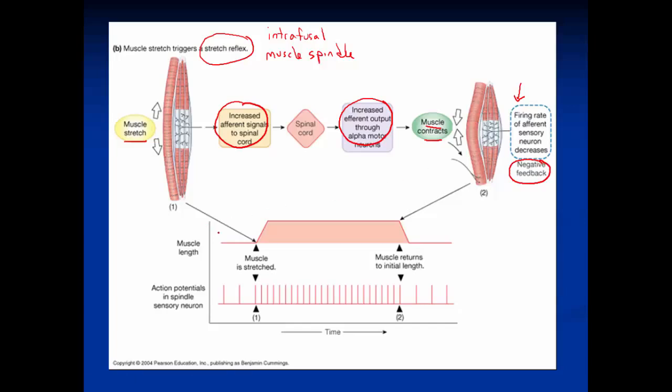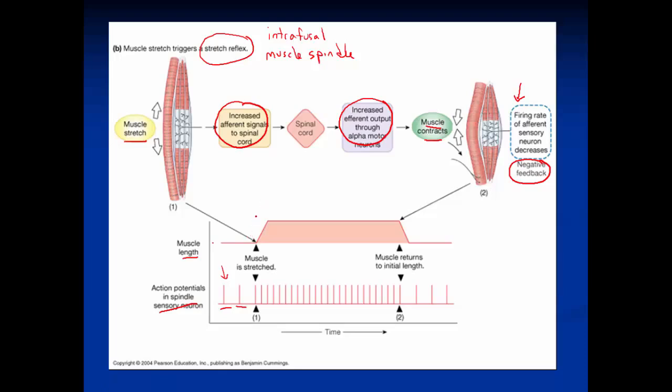Okay. Now, we can look at it another way. We can look at muscle length and action potentials in that spindle sensory neuron. Before, when the muscle is just sitting, before we start anything here, you'll notice that that spindle sensory neuron has some spontaneous activity. I've told you many times, neurons are always active. There's always some spontaneous activity. And really what the nervous system's sensitive to is changes, increases or decreases.